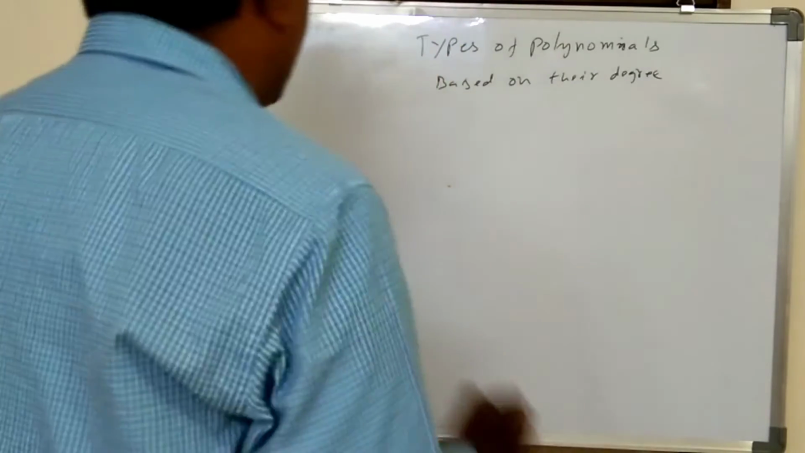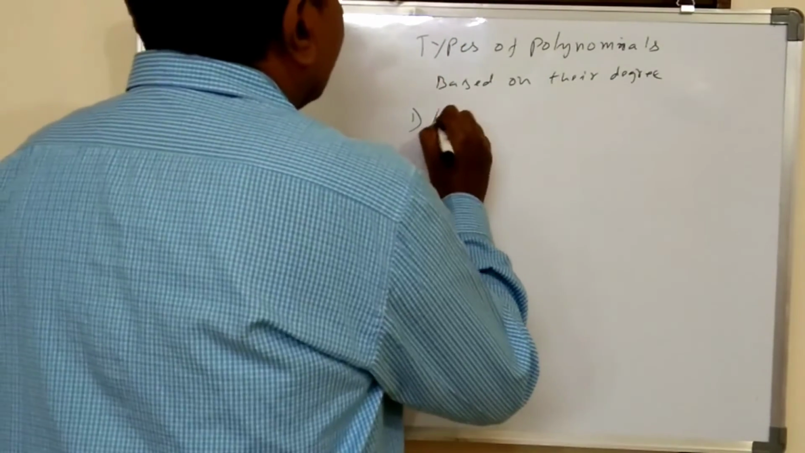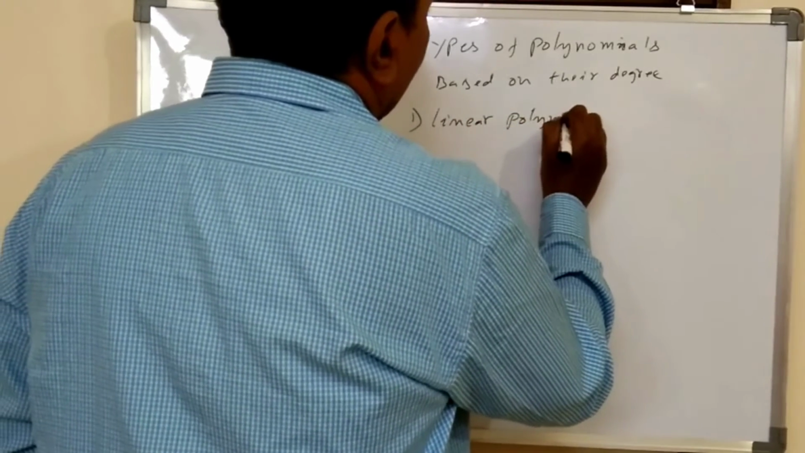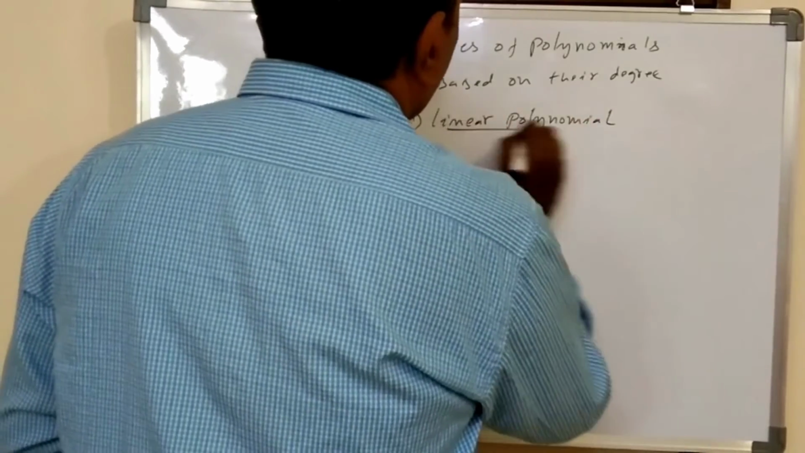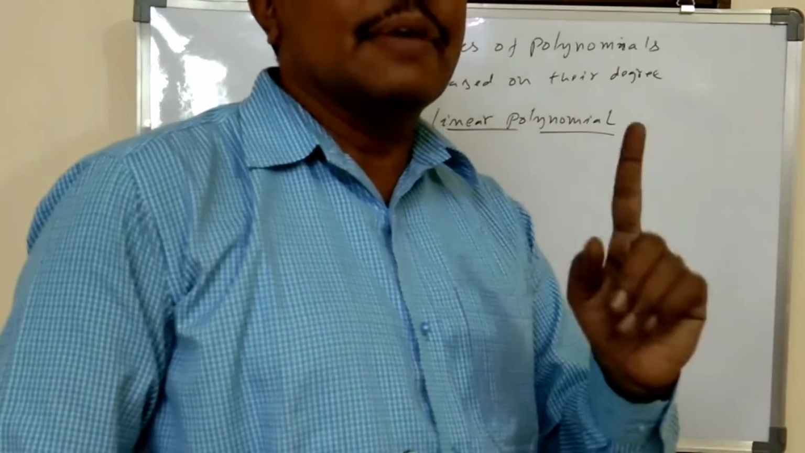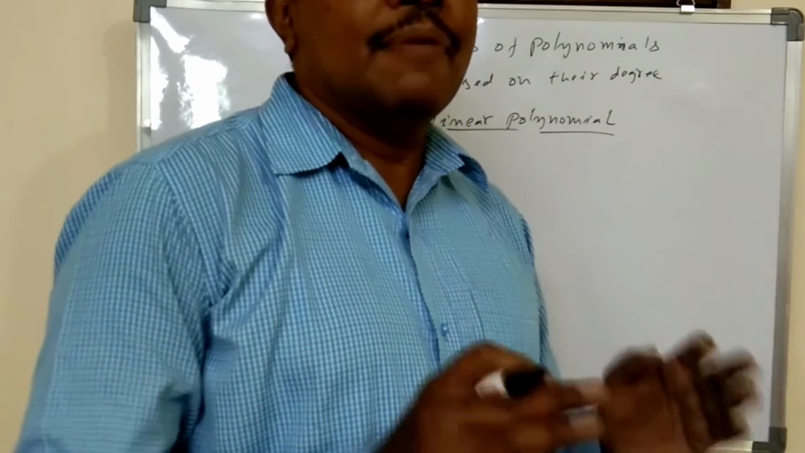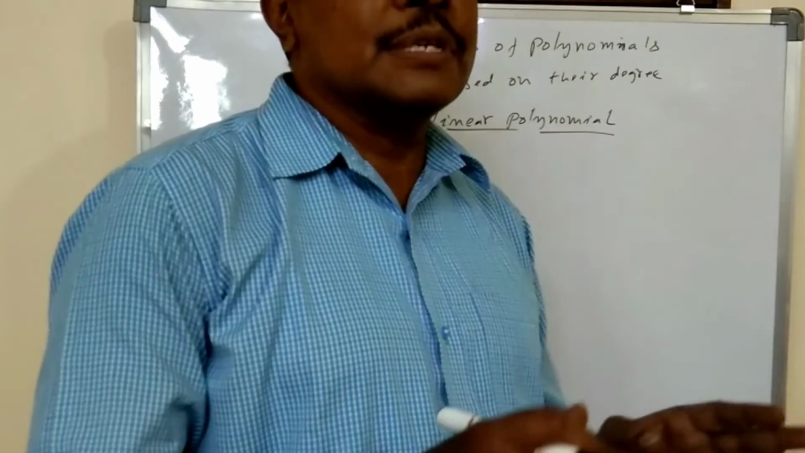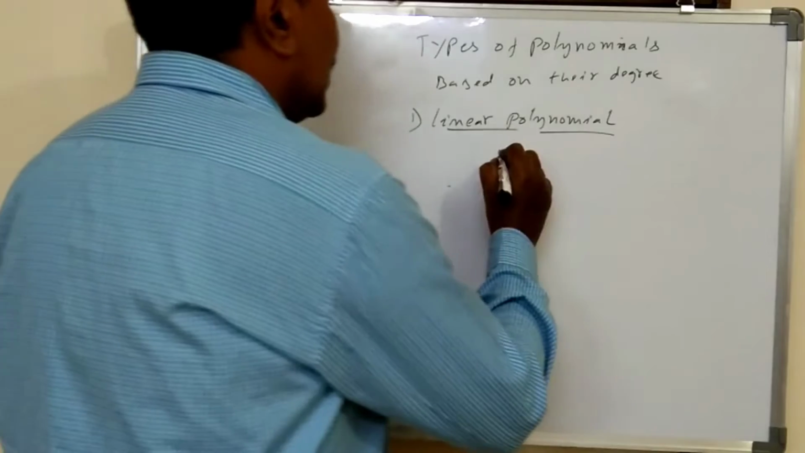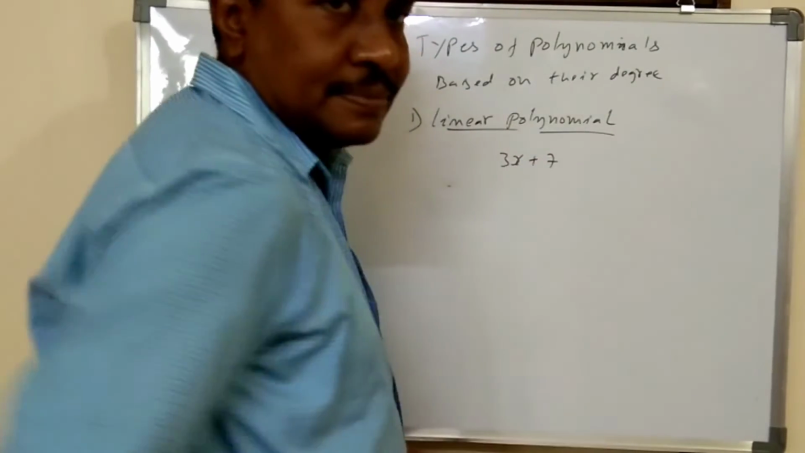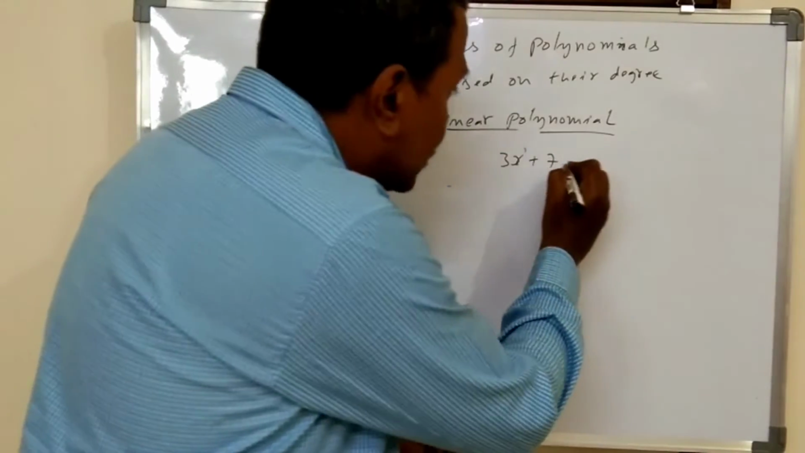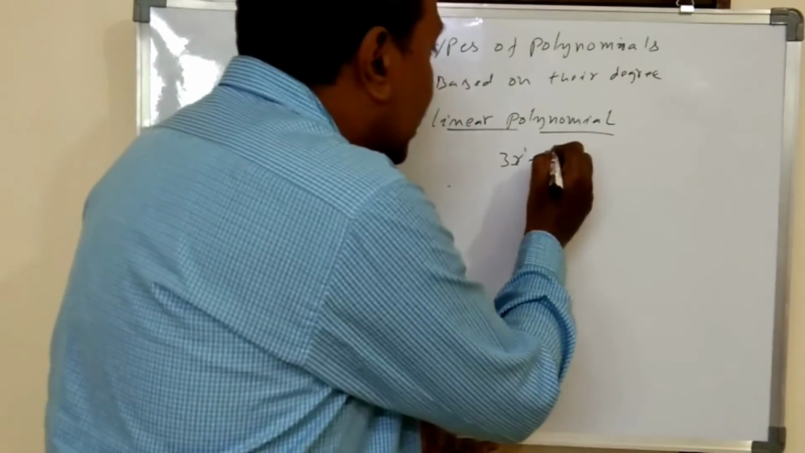So the first one is linear polynomial. What is a linear polynomial? A polynomial having the degree 1. A polynomial which possesses the degree 1 is known as a linear polynomial. For example, 3x plus 7. This is the polynomial. The constant does not contain any variable, so we have to take it as 0.